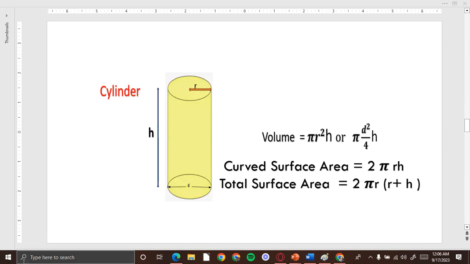Next is cylinder. For a cylinder, we know the top and bottom are circles. For a circle, we already learned the area of the circle is pi r square. If the height of the cylinder is h, then volume is equal to pi r square h, or pi d square by 4 into h. That is base area into height is the volume. Curved surface area is equal to 2 pi r h, and total surface area is 2 pi r into (r plus h).